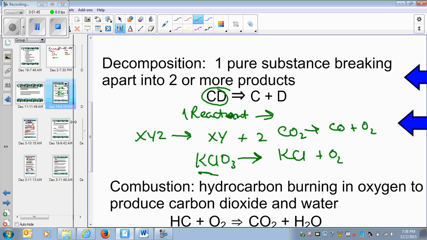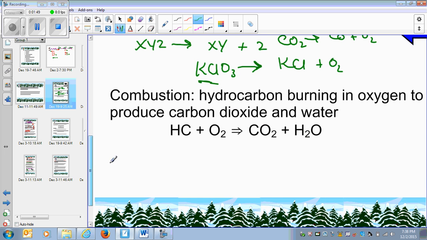The other type of reaction is called combustion, where we take a hydrocarbon and react it with oxygen. So first of all, a hydrocarbon burns in oxygen to produce carbon dioxide. Hydrocarbon means a compound that has hydrogen and carbon in it. So any compound that has carbon and hydrogen in it is called a hydrocarbon.